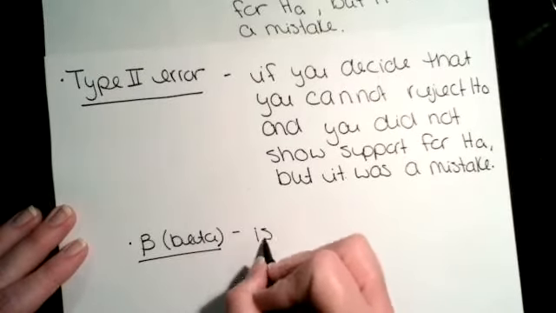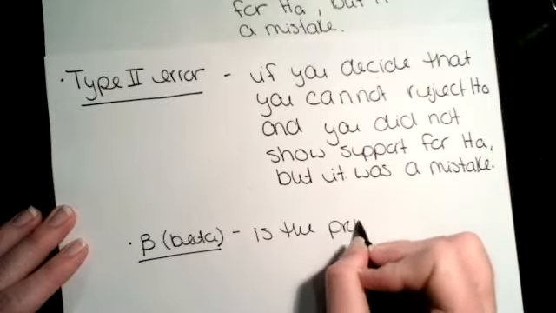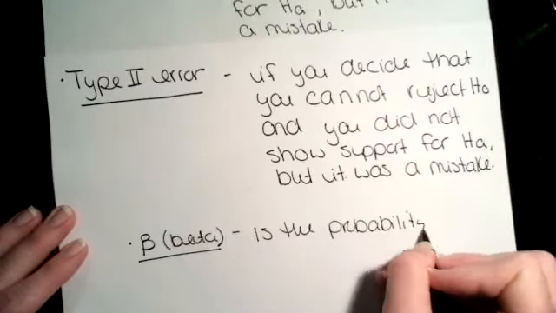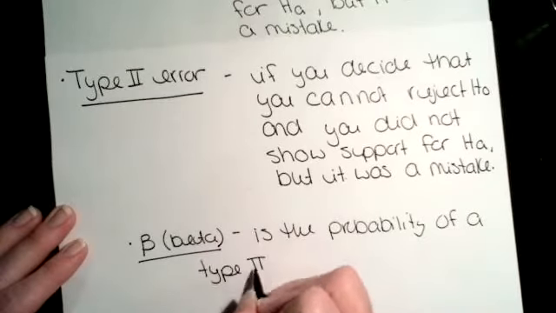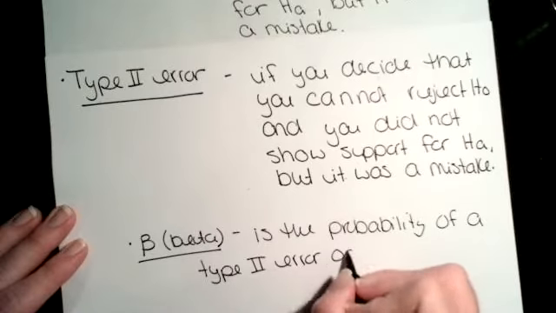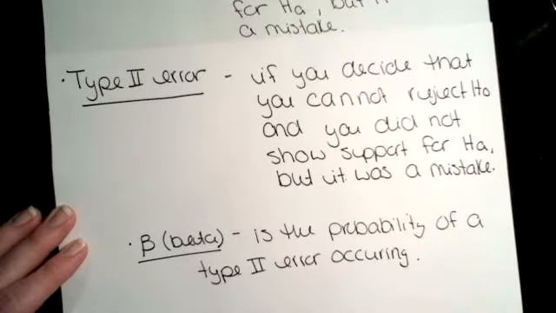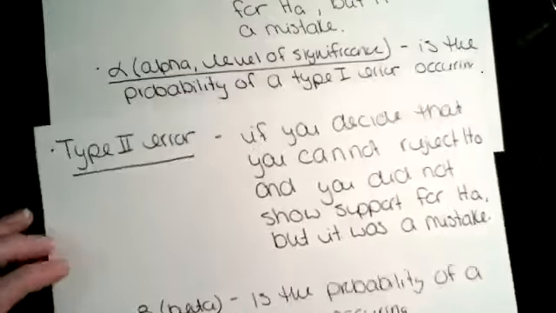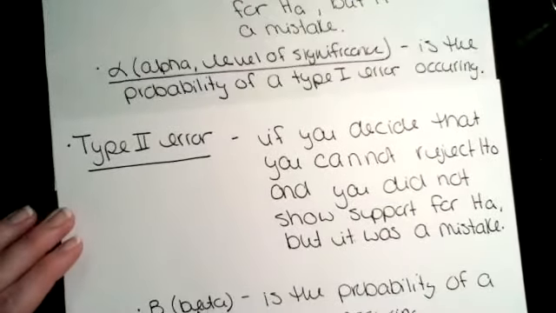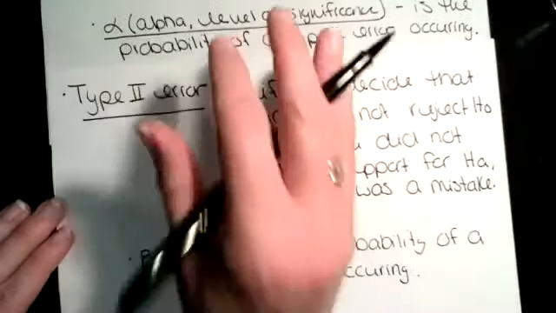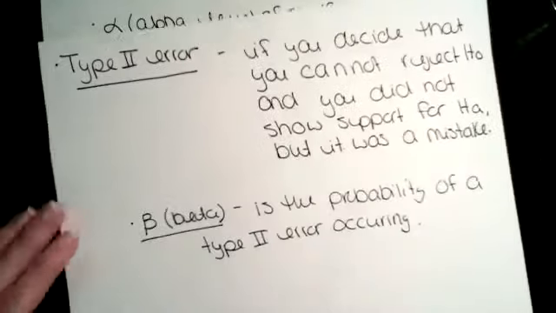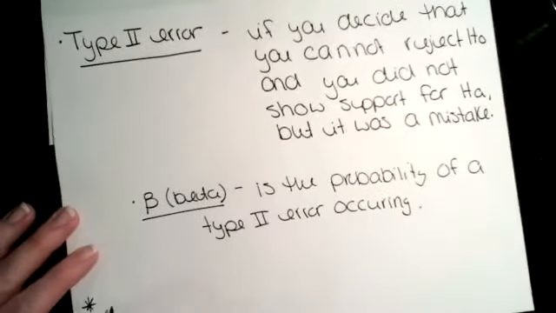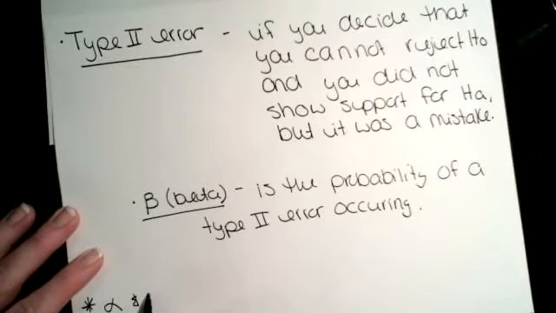So beta is the probability of a type 2 error occurring. We're not going to calculate beta because it is a difficult calculation. I'm trying to show it all here. It's a difficult calculation, but what I am going to say is that alpha and beta are inversely related.